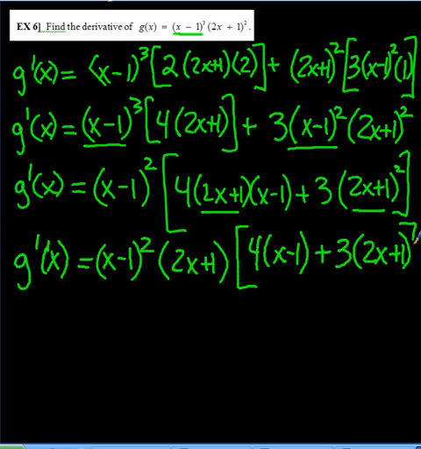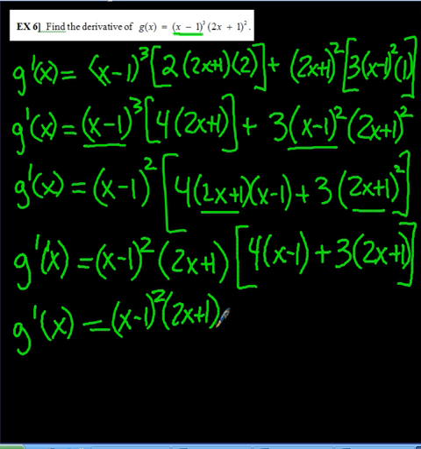So both of those steps, some people may be able to see those last two steps and combine them and do them at once. If you need to do it one step at a time, take your time and go ahead and do that one step at a time. Now I'm going to go ahead and use my distributive property, and I'll end up with (x minus 1) squared times the quantity (2x plus 1) times 4x minus 4 plus 6x plus 3.